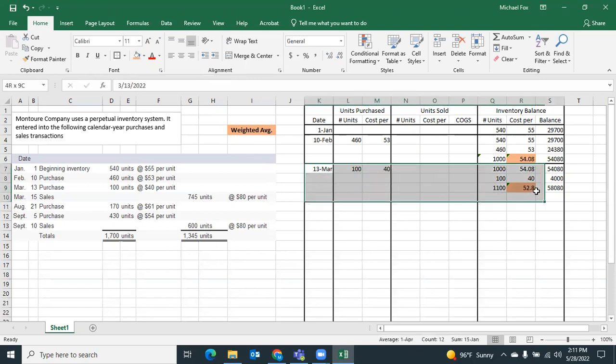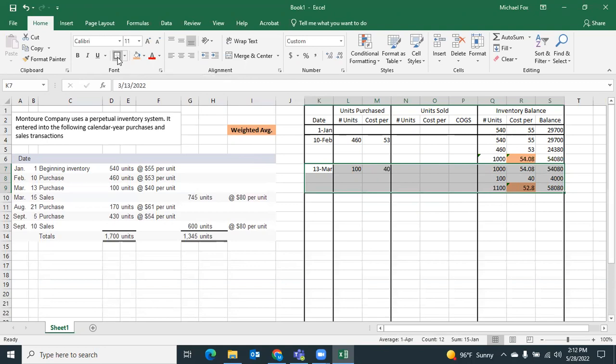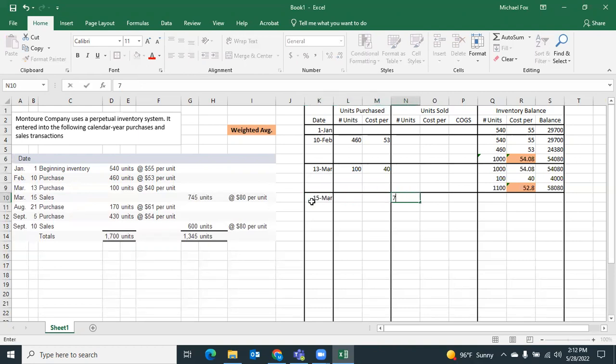This matters because when we go to sell the units, we need to have some price that we know we're selling, or that our cost is on the units. So on March 15th, we sell 745 units. What's the cost per unit? We're going to use our average cost as of the last purchase, so $52.80. Our cost of goods sold will then be 745 times 52.80.